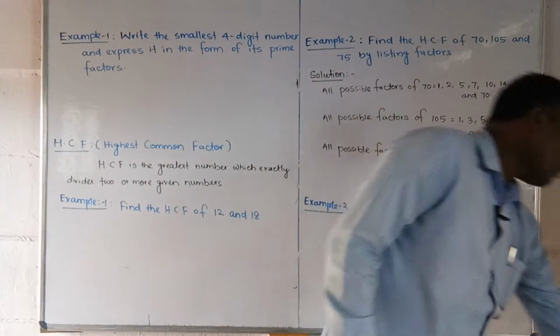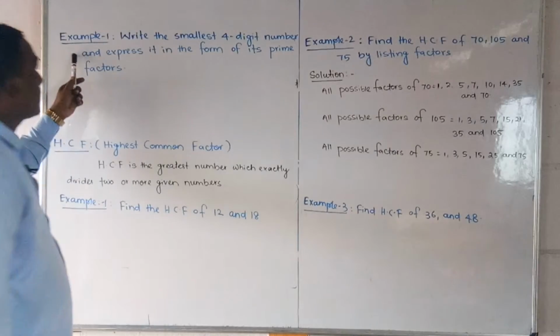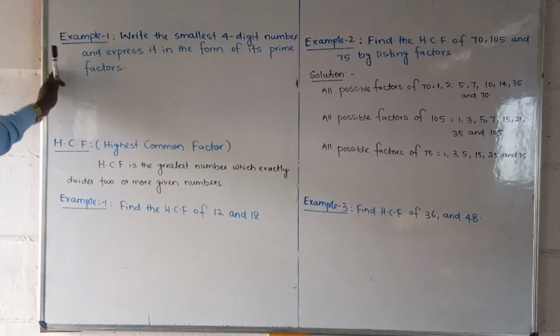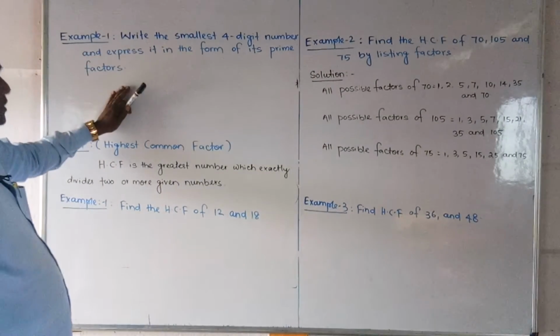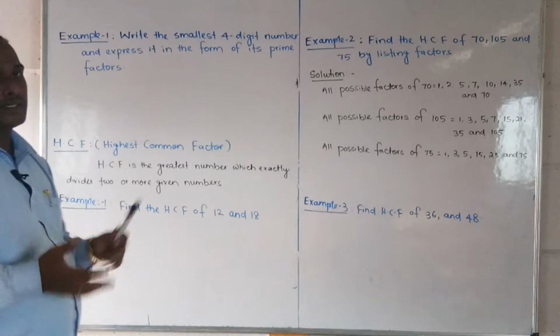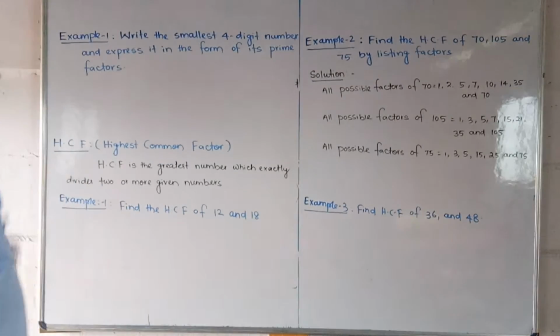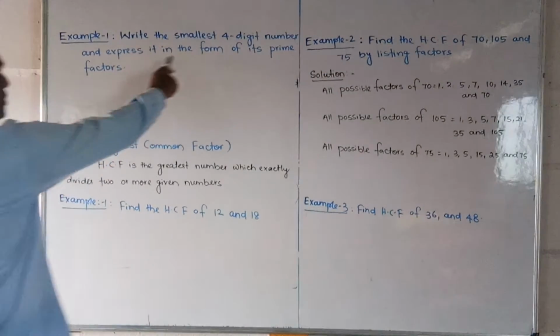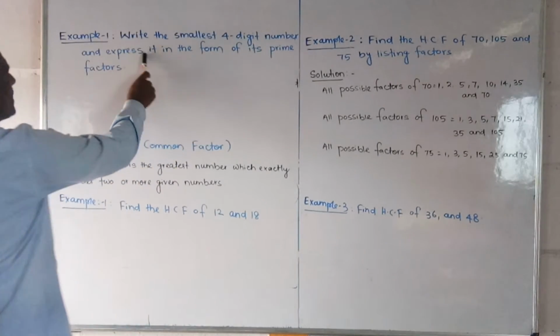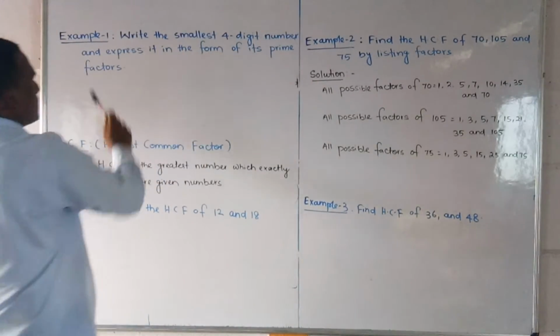First of all, we will see an example I taught in the last class. I will explain it once, and then we will go to the HCF. The question is: write the smallest 4-digit number and express it in the form of its prime factors.